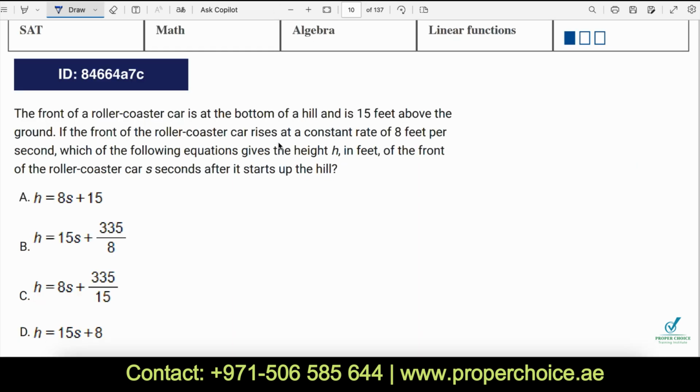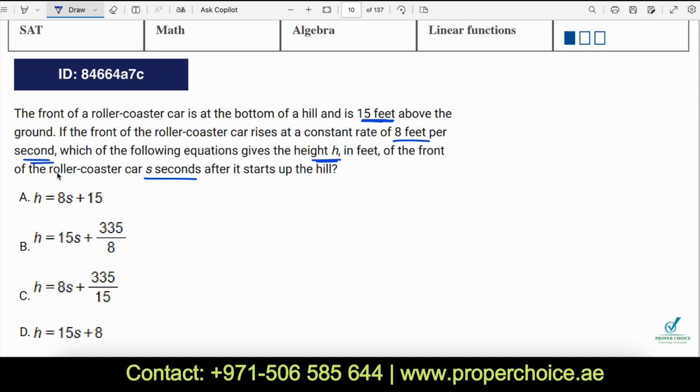The front of a roller coaster car is at the bottom of the hill and is 15 feet above the ground. If the front of the roller coaster car rises at a constant rate of 8 feet per second, which of the following equations gives the height h in feet of the front of the roller coaster car s seconds after it starts up the hill? So they are asking us to set up an equation. The initial position of the roller coaster is 15 feet above the ground, and after that the roller coaster is increasing the distance by 8 feet per second.